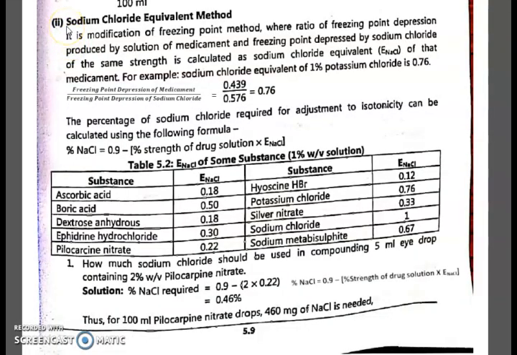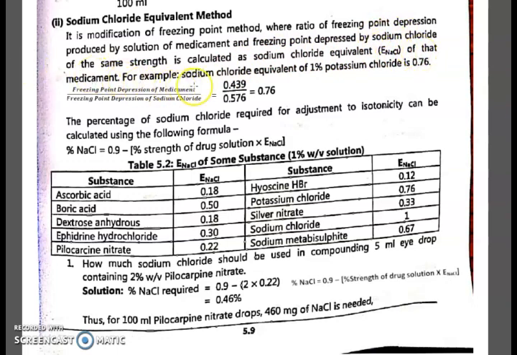Now, let's discuss the next method for preparation of isotonic solution, that is the sodium chloride equivalent method. This method is a modification of the freezing point depression method, in which the ratio of freezing point depression produced by a solution of medicament and freezing point depression by sodium chloride of the same strength is calculated as the sodium chloride equivalent, that is the ENaCl value of that medicament.